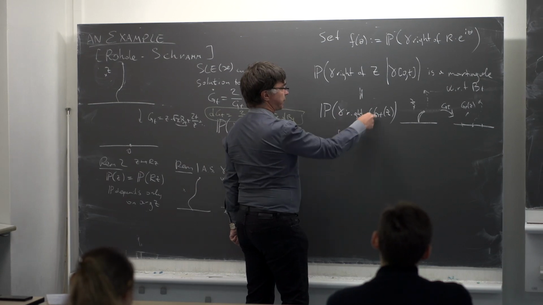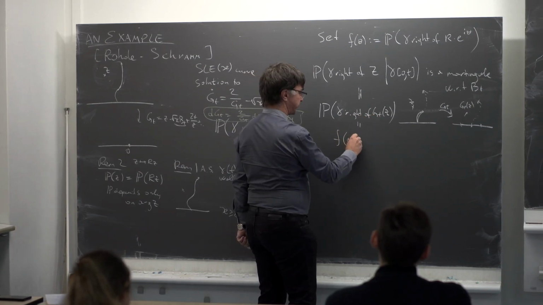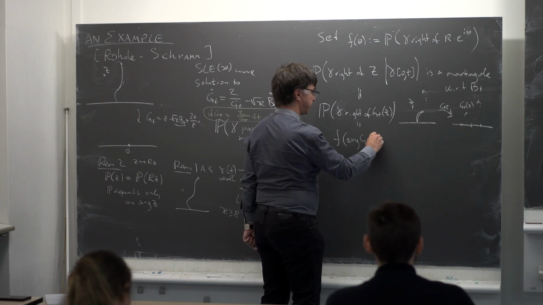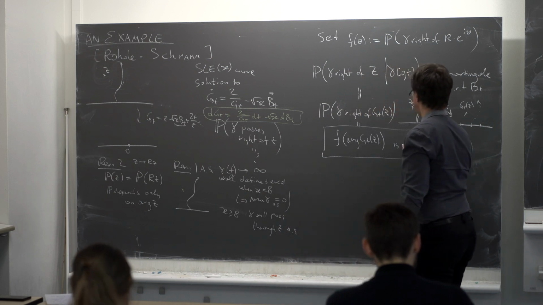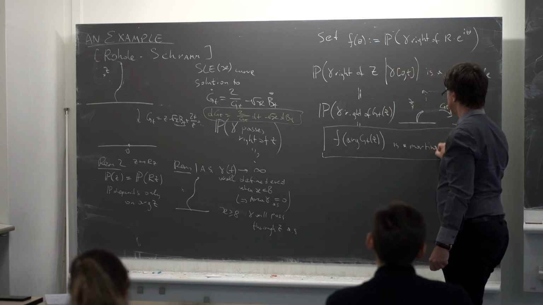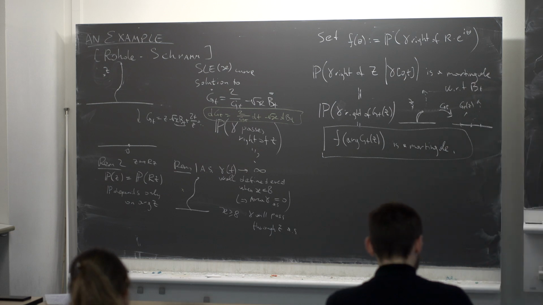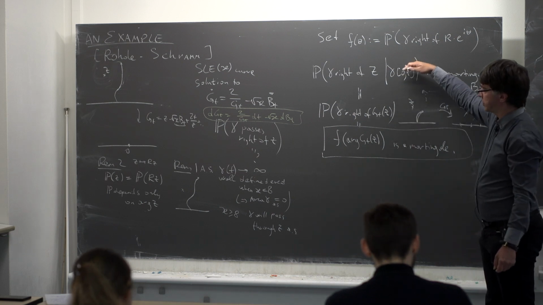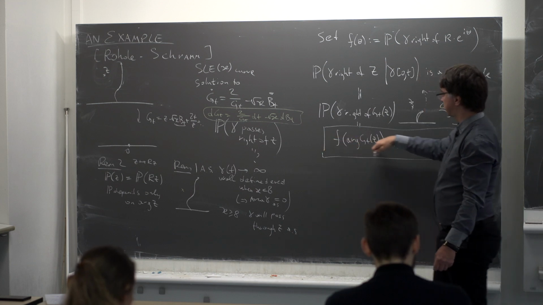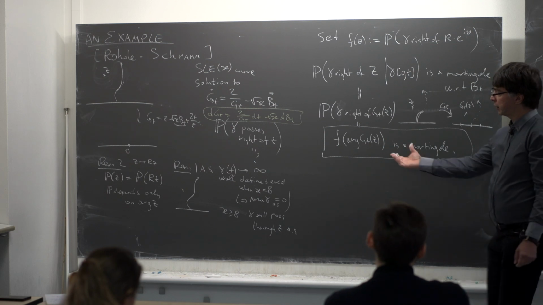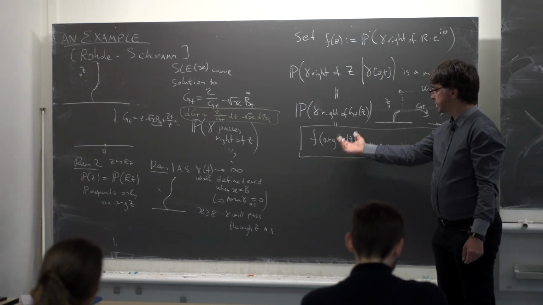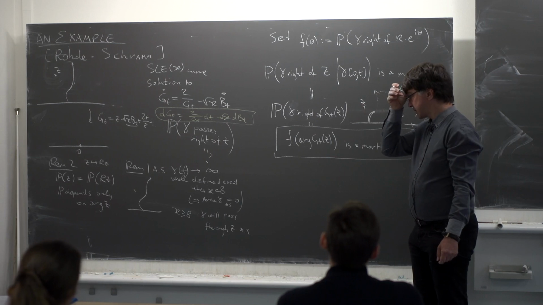And this function is just a function of the argument of GT of Z. So this function is a martingale. The important thing is that we dropped the conditional probability, so we just have our unknown function, what this probability is depending on the argument. We plug in this random GT, and it turns out that this is a martingale.